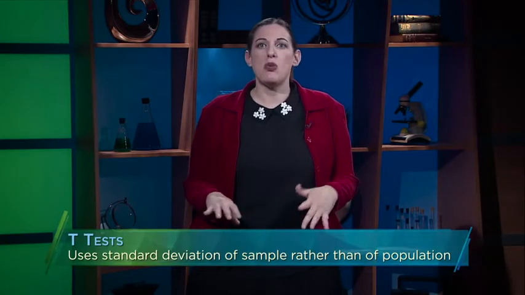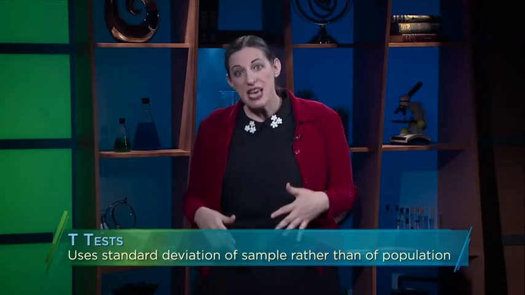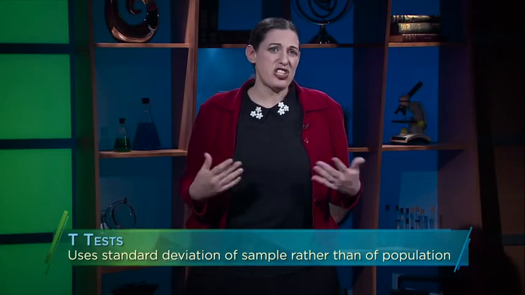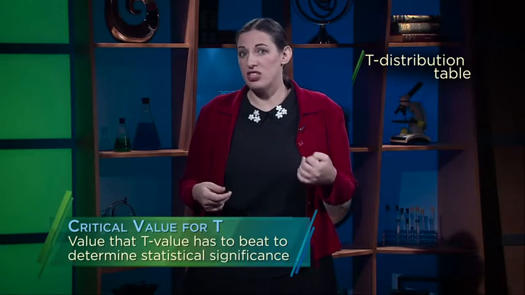This is called a one-sample t-test, and it's very similar to the z-test. The main difference from a z-test is that we use the standard deviation of the sample rather than that of the population. Every other calculation is pretty much the same. Once you have your result, you then use a t-distribution table to determine the critical value for t.